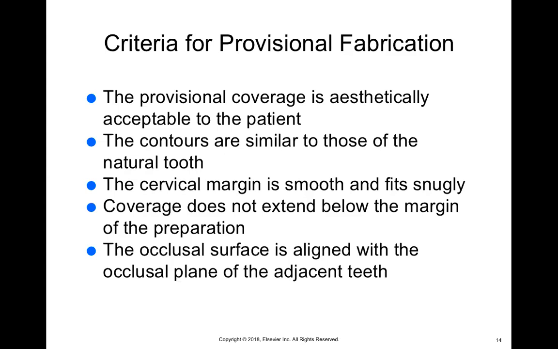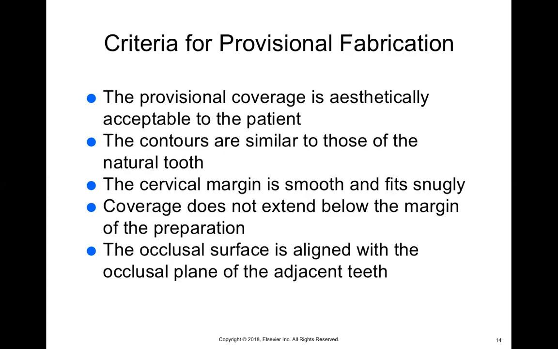The contours are similar to those of a natural tooth structure. So if you remember back in 110, we had chapter 12 where we went into tooth morphology. In that chapter, it gave you an idea of what each specific tooth in the mouth is supposed to look like, how many cusps these teeth are supposed to have, how wide the crowns should look, right? So you want to make it as close to the natural tooth shape as possible.